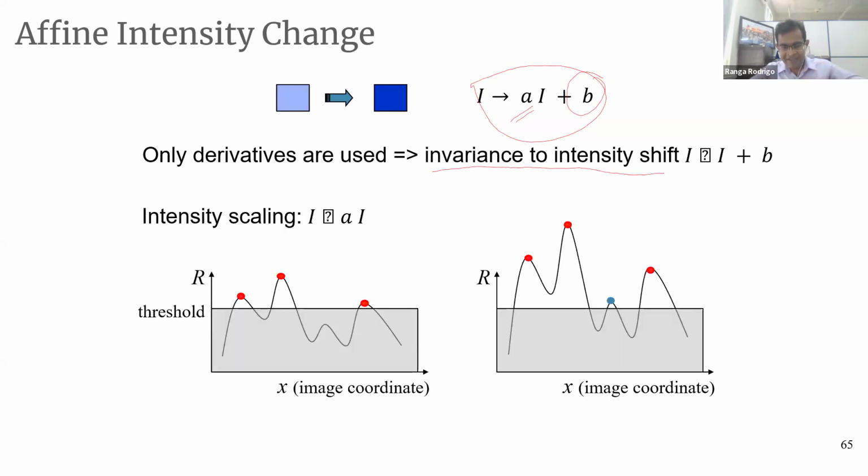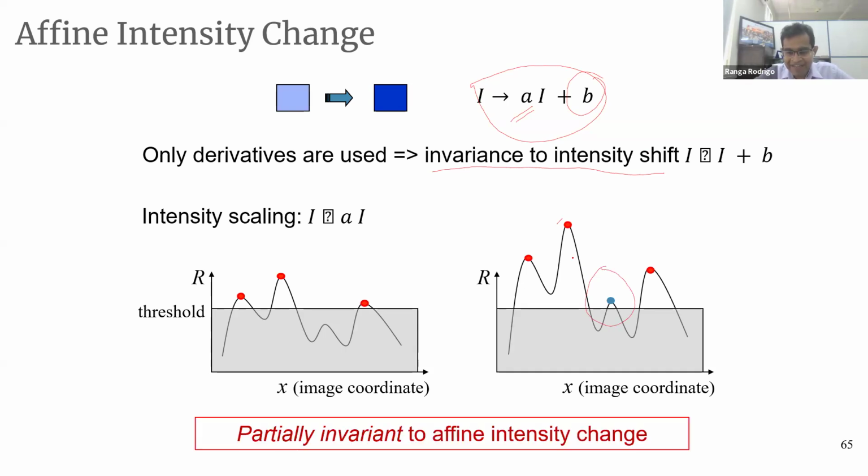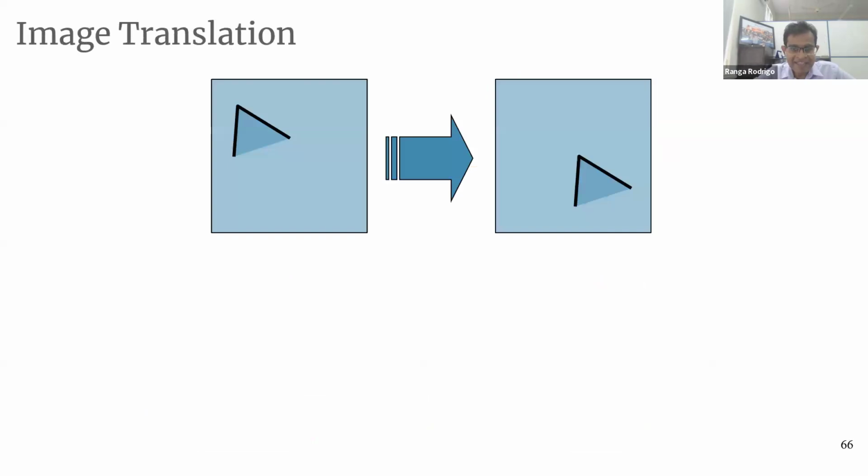And because of this A, since you are multiplying, some corners that were not there can appear. So, slightly, it is a problem. So partially invariant to affine intensity changes. That's the conclusion from this. Partially invariant to affine intensity changes. I hope it's clear. Now let's take the translation.